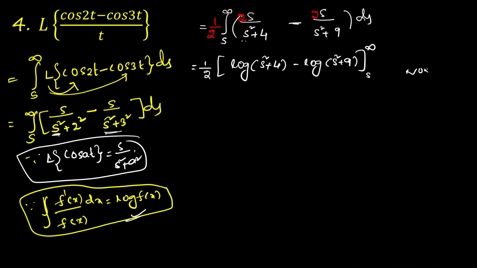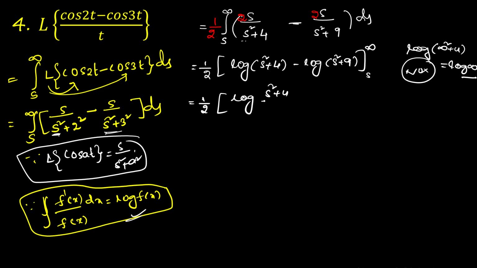No, it is completely wrong, because if we apply the upper limit, it goes to log of infinity square plus 4. Log infinity means undefined, but it should exist. So to make it exist, I am going to write it in log a minus log b form: s square plus 4 by s square plus 9. Again, lower limit s, upper limit infinity. Here also we cannot apply the limit directly because of infinity.